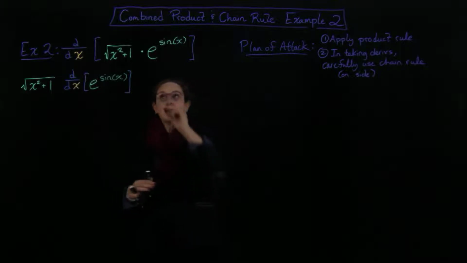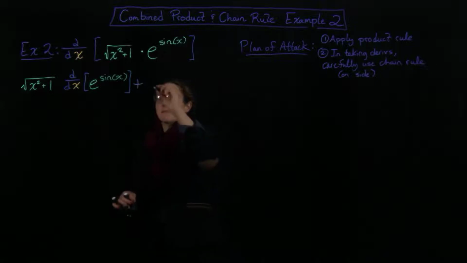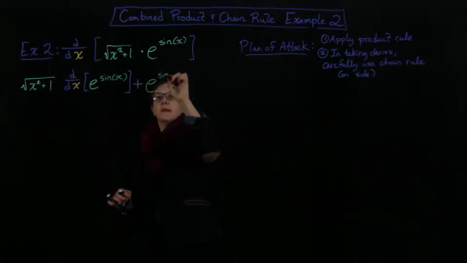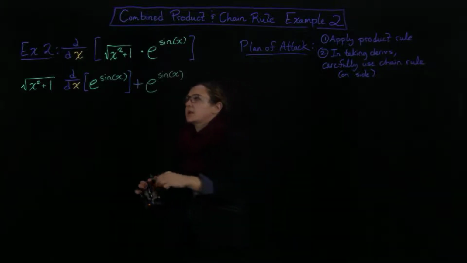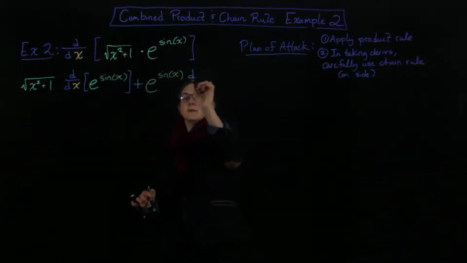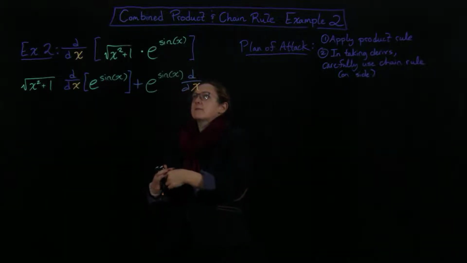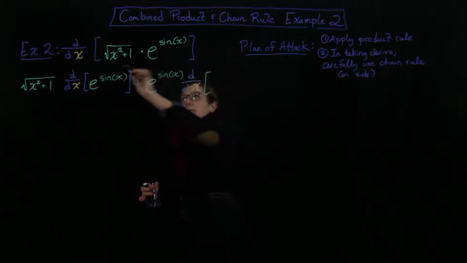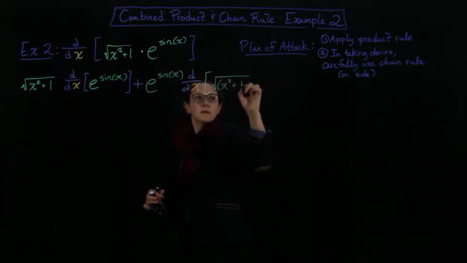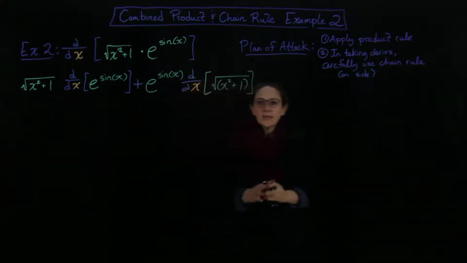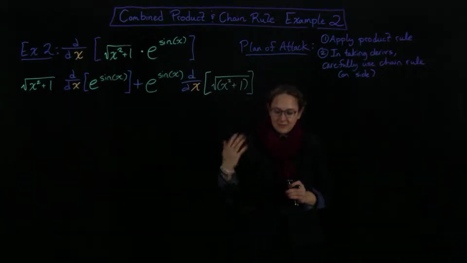And then we need to add that to, and now we just write this on the outside. So e to the sine of x. We didn't take any derivative there, so we don't have to worry about the chain rule there, just like in the other one. And then we're going to take the derivative with respect to x of, in parentheses, this one, the square root of x squared plus 1. Looking at this, we have 2 derivatives to take, and each one of them is going to require that we use the chain rule.